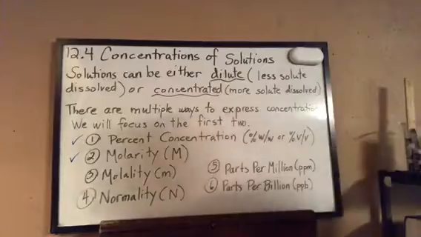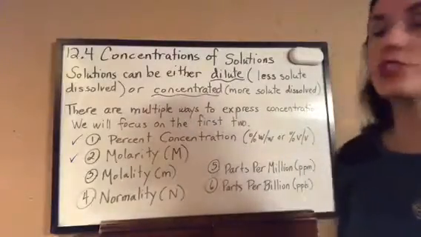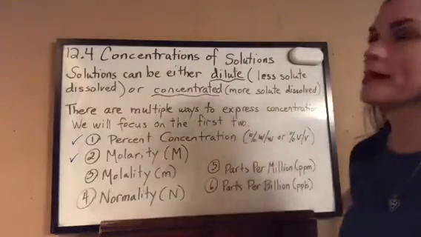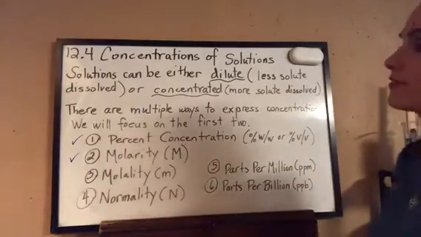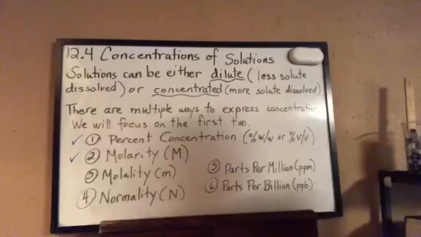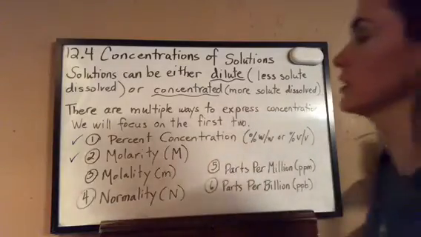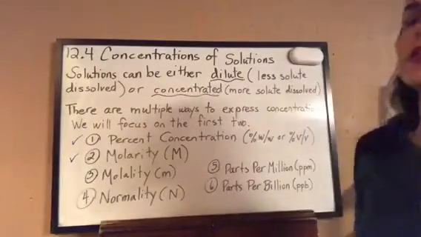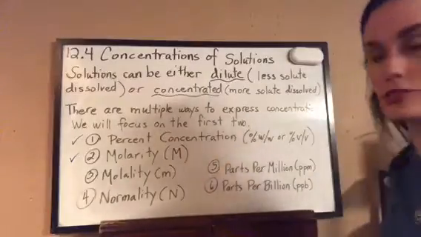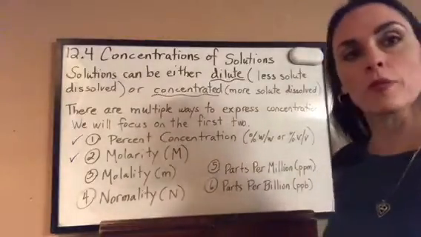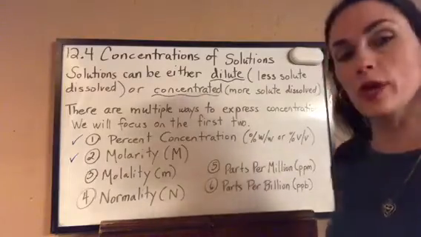Section 12.4 discusses concentrations of solutions. Solutions can be described as either dilute, meaning that you have less solute dissolved, or concentrated, more solute dissolved. We need a way to quantify how dilute or concentrated a solution is. Those terms are only relative, but we need to be able to quantify that.